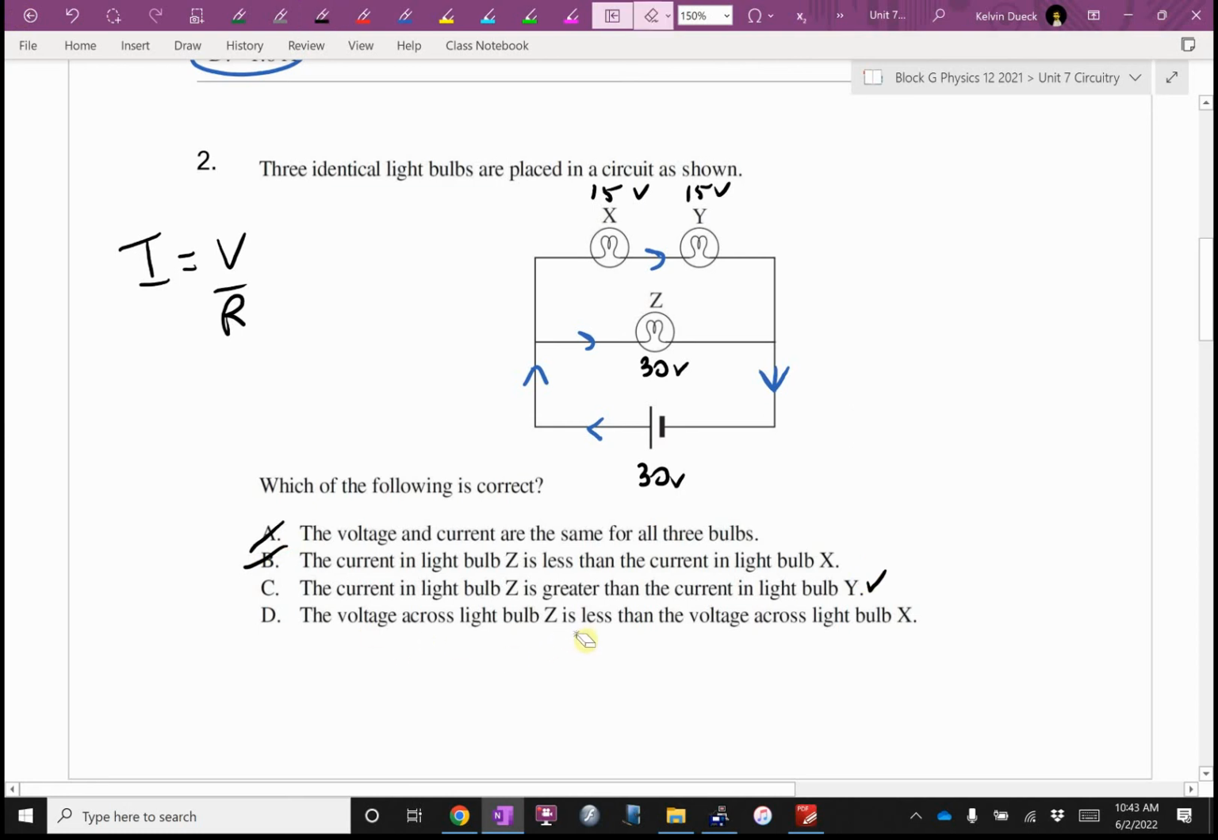The voltage across bulb Z is less than the volt... No, that's wrong. It's C. That's probably how I would answer that. I would make up some nice numbers. I might even have gone further and given each of these a resistor and actually solved the whole thing. But that's how I would do this, partly intuitively, partly with some numbers.